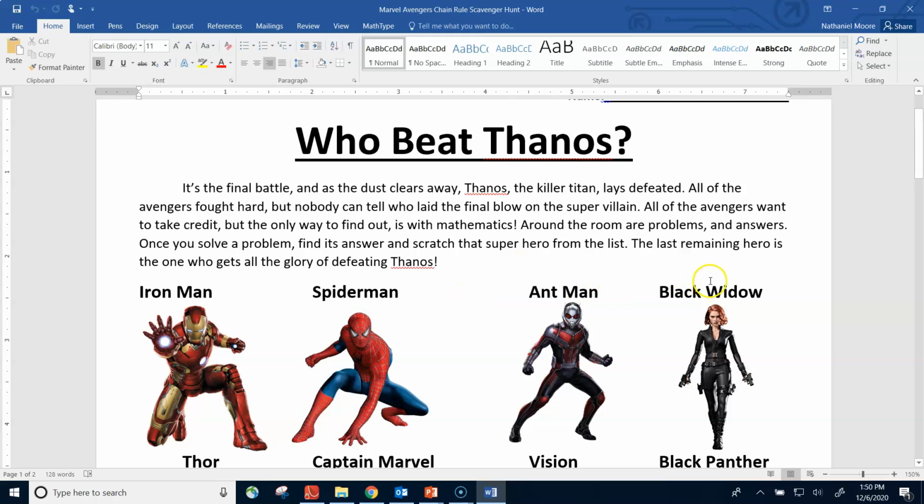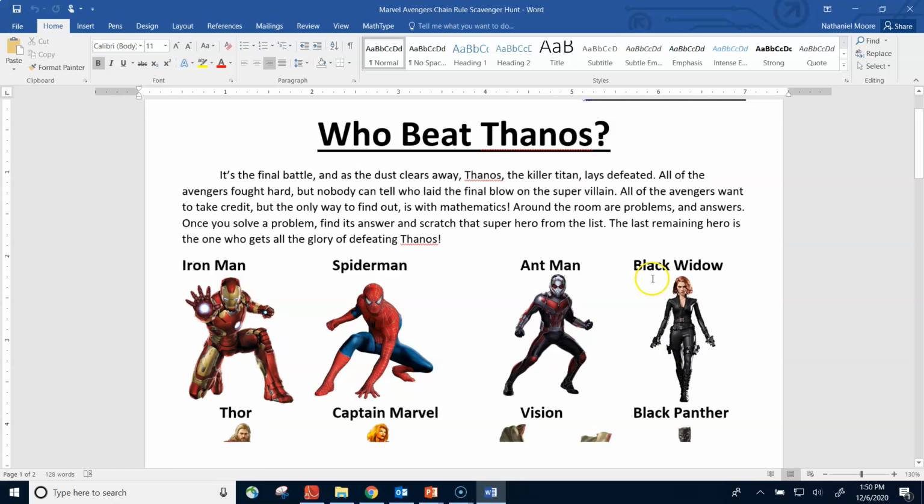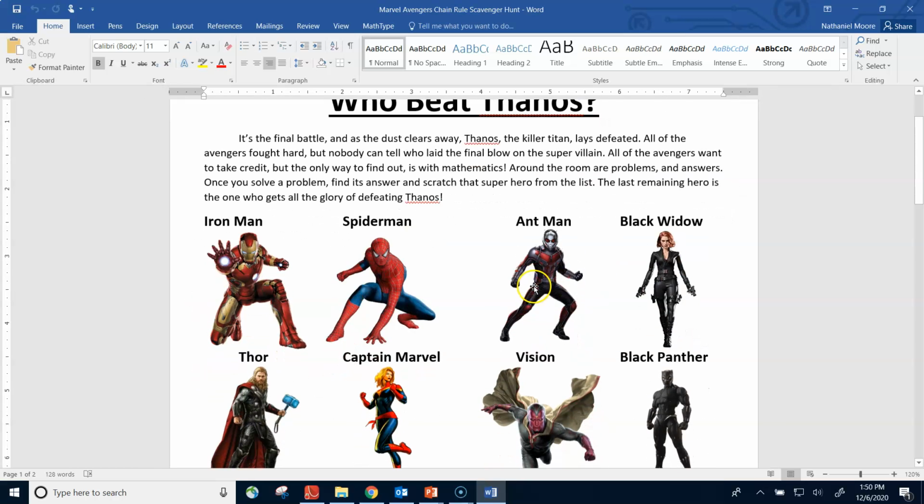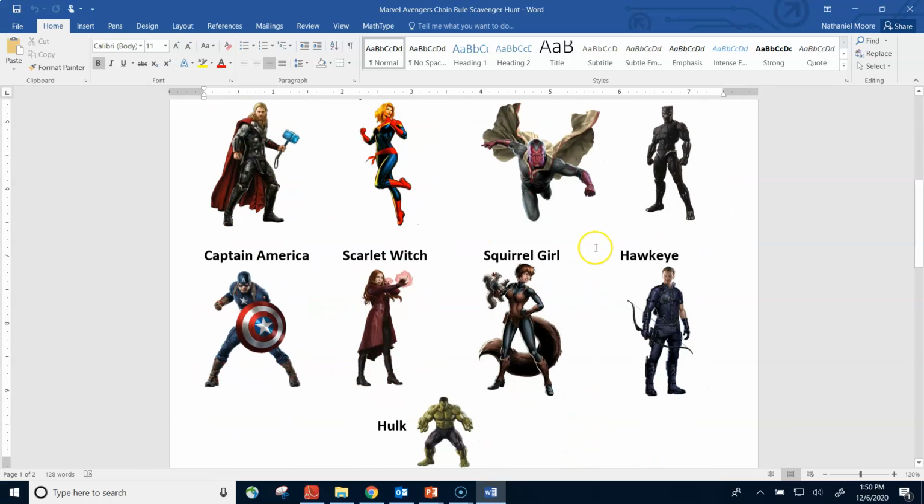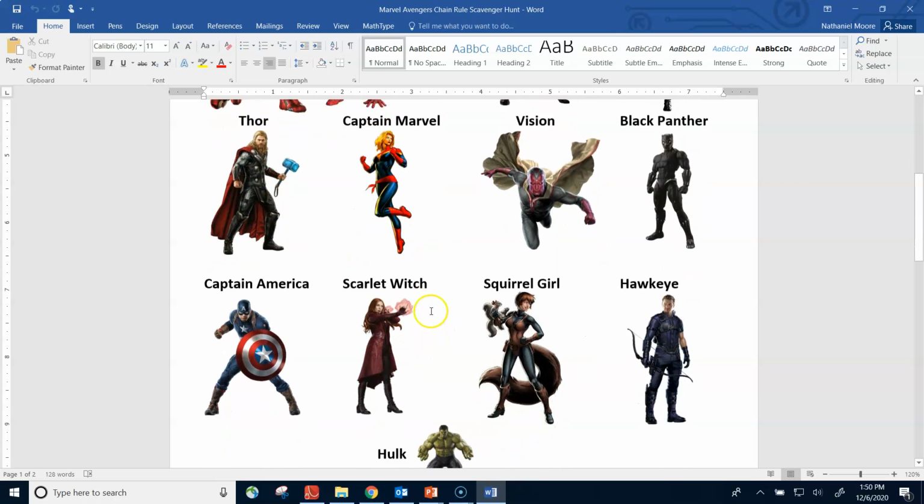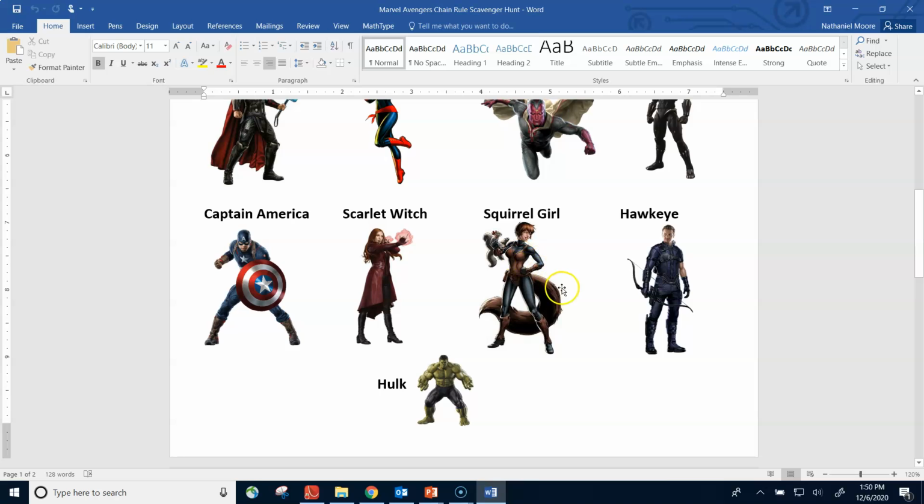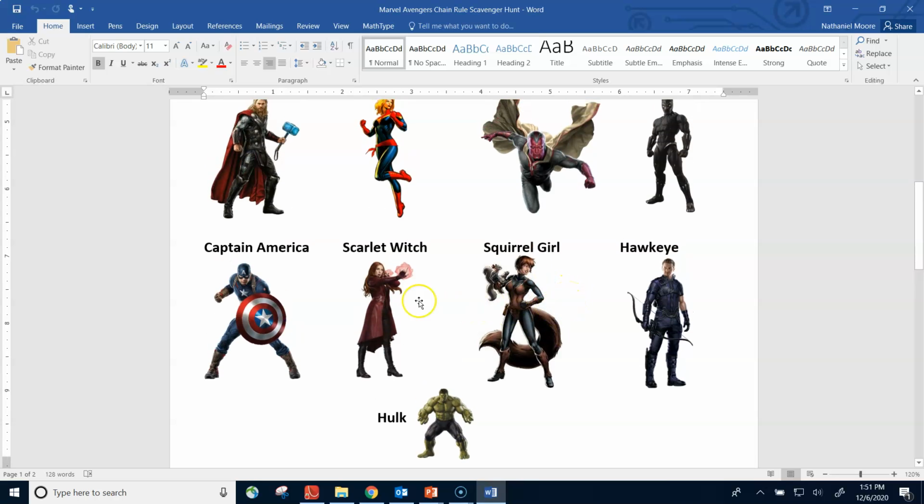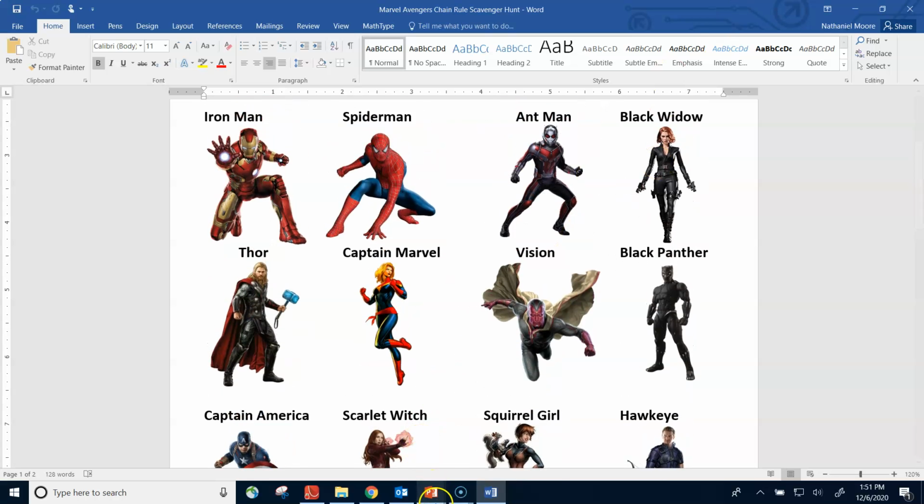Around the room are problems and answers. Once you solve a problem, find its answer and scratch off that superhero from the list below. The last remaining hero is the one who gets the glory for defeating Thanos. So, around the room, I'm going to have various problems, and you're going to see all of the different Avengers. I have all the famous ones like Iron Man, Thor, Captain Marvel, and of course everyone's favorite, which is Squirrel Girl. You don't know Squirrel Girl? She's pretty popular. But you're going to see all of them out there.